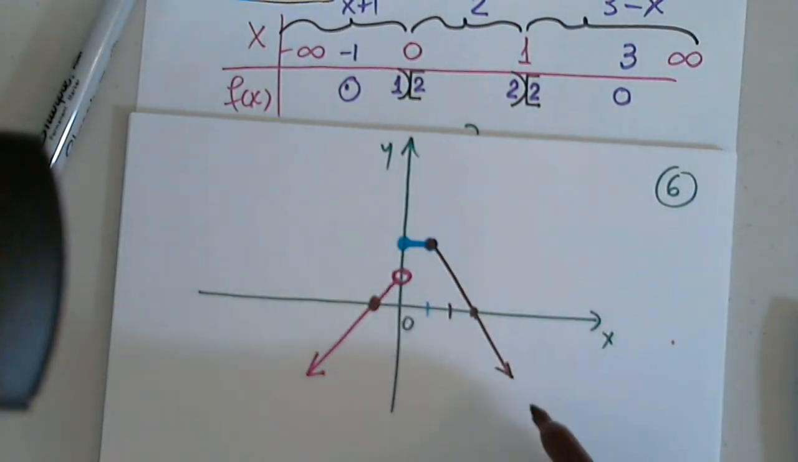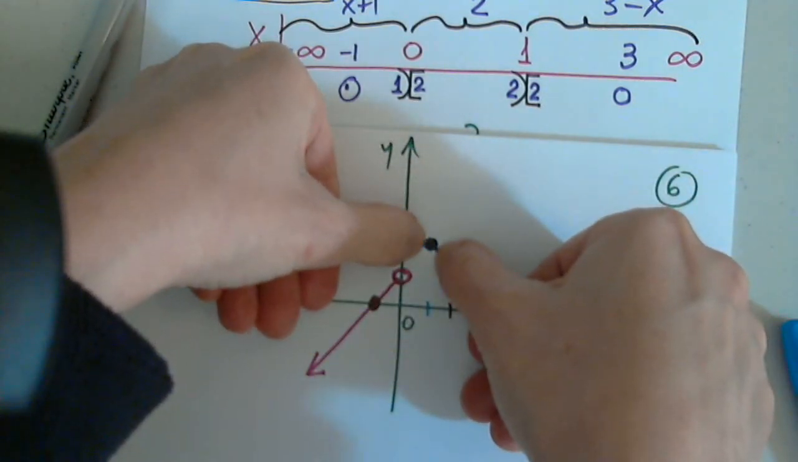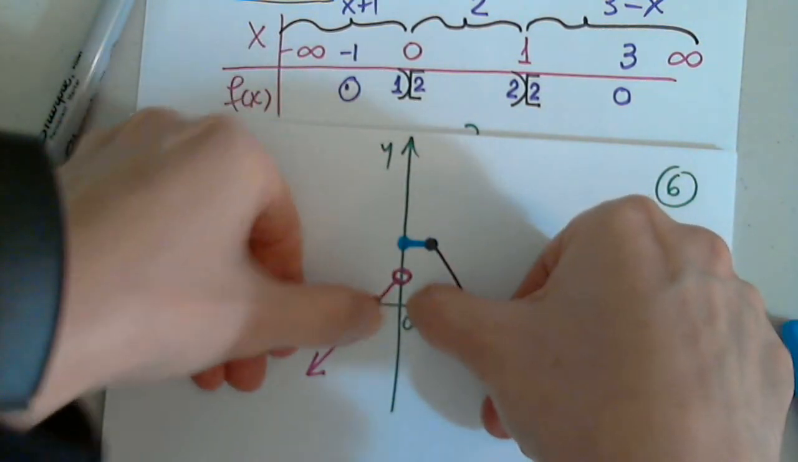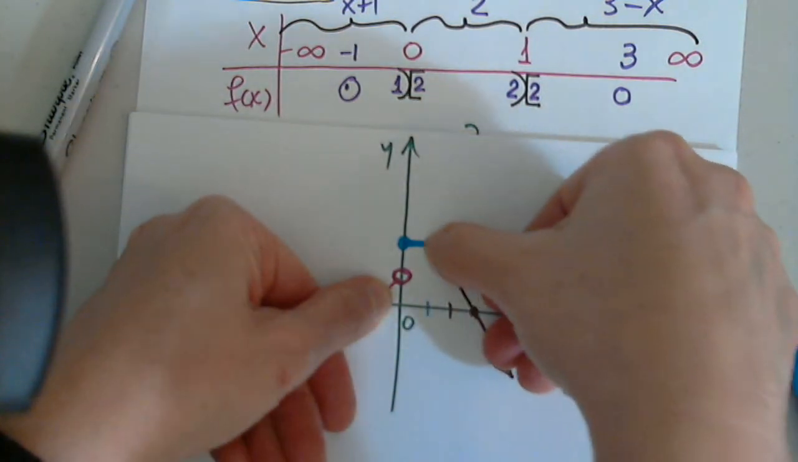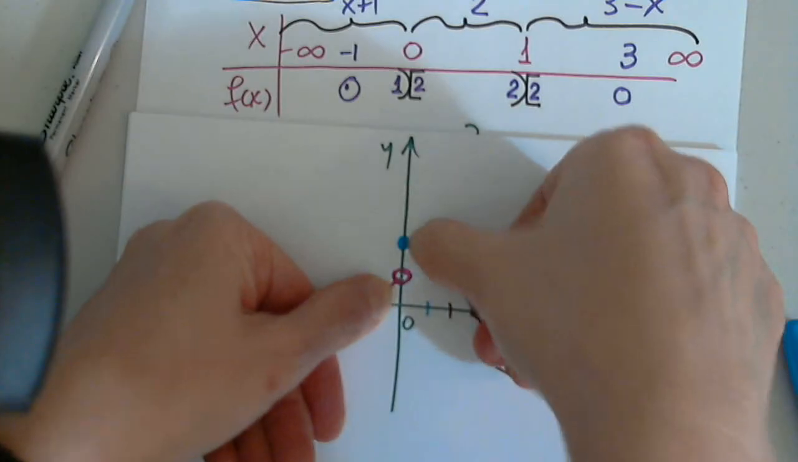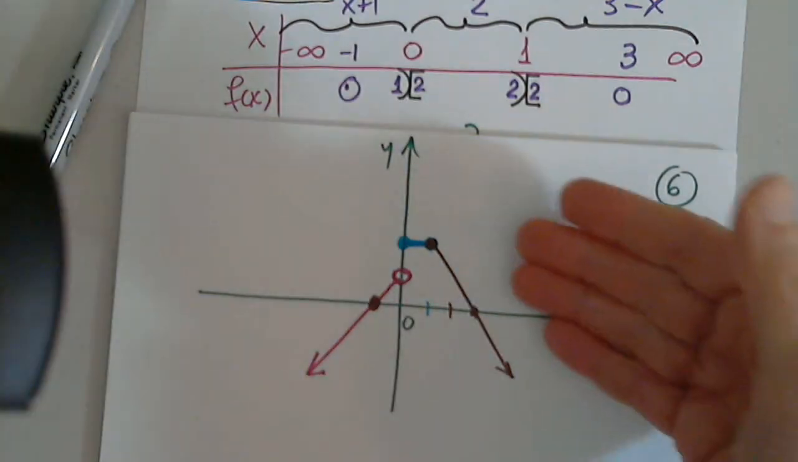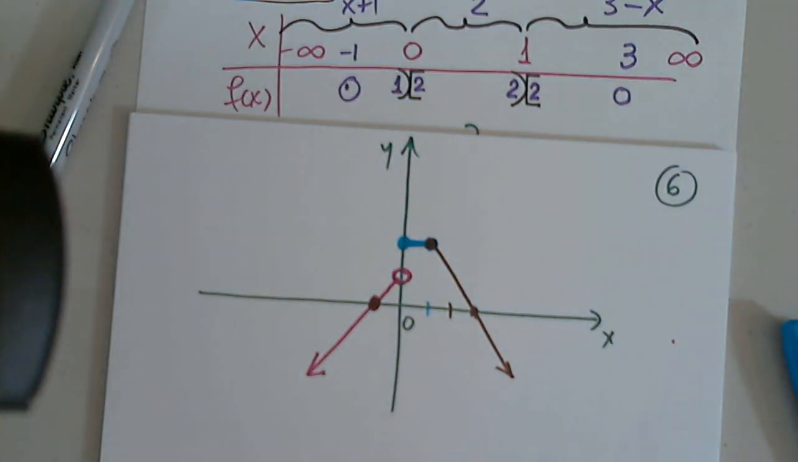Red, blue, brown. That's why the limit from either side of 1 is 2. But the limit from either side of 0, look what happens. 1, 2. They don't meet. They're not the same. So then the limit does not exist from either side. The limit from the left exists, the limit from the right exists, but the limit from either side does not.